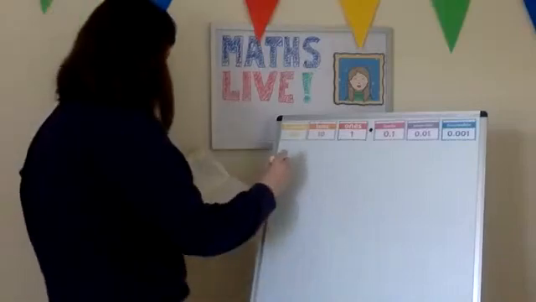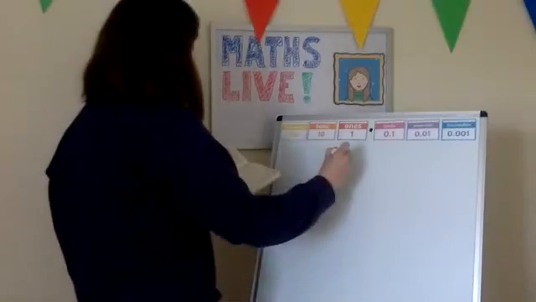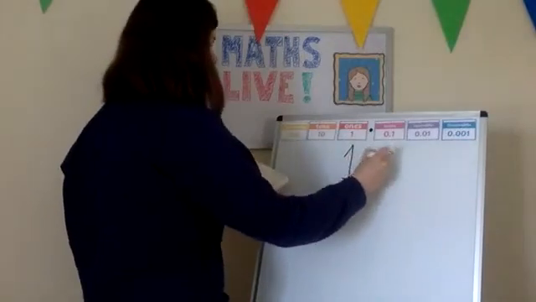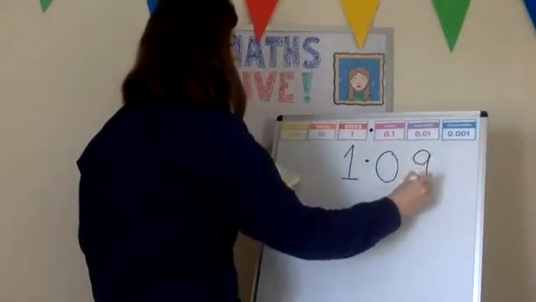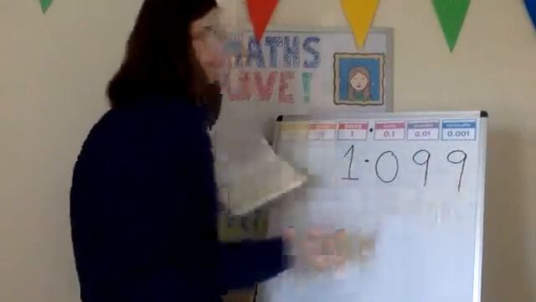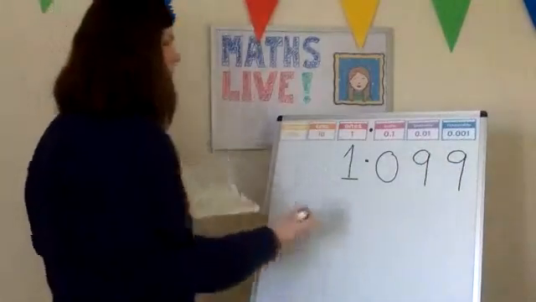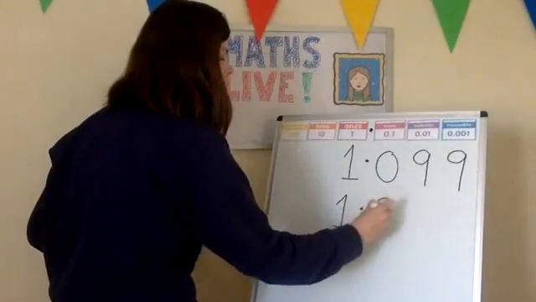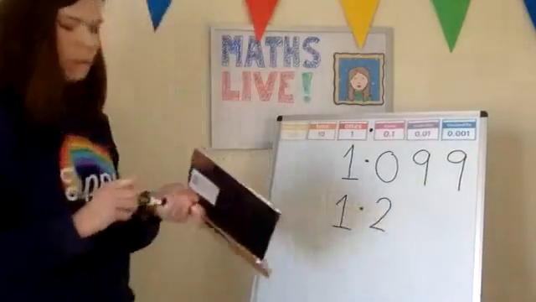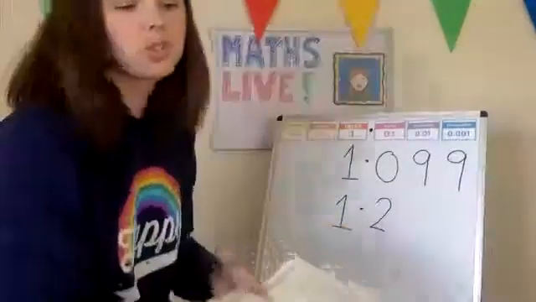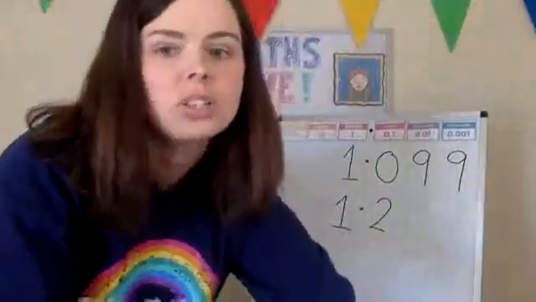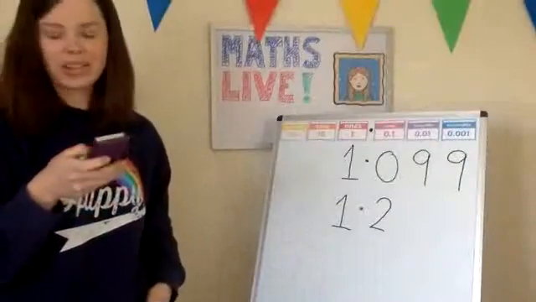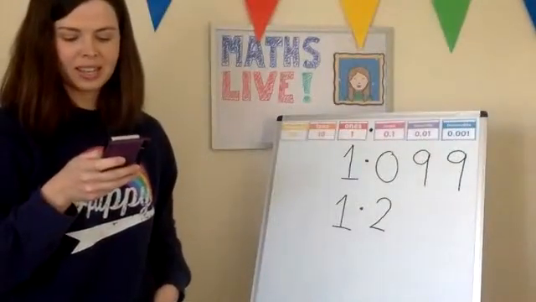The first number is 1.099, and the second number is 1.2. Now, I'm going to give you a minute, especially those people who are only just joining us and haven't seen the challenge questions. We're going to have a look, because my phone is constantly buzzing.